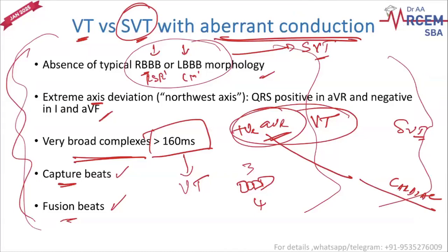So remember this: capture beats and fusion beats are only seen in ventricular tachycardia. A very broad QRS complex is also seen only in ventricular tachycardia. Extreme axis deviation is only seen in ventricular tachycardia. RBBB and LBBB morphology is only seen in SVT. If it is present, it is more suggestive of an SVT. In your practice or in your exam, if an ECG is given and you are confused, always consider it a ventricular tachycardia. Always consider and treat it as the more threatening arrhythmia the patient might be having.